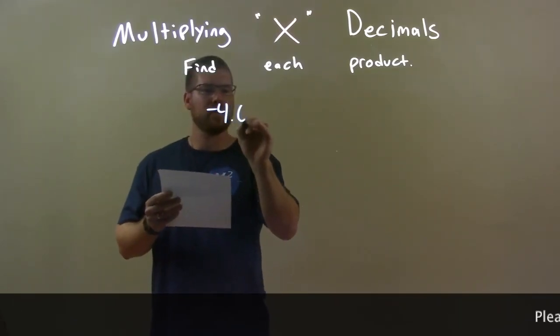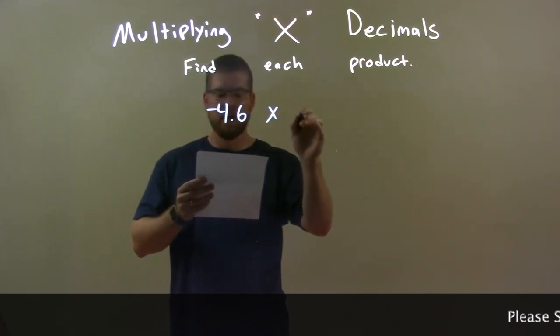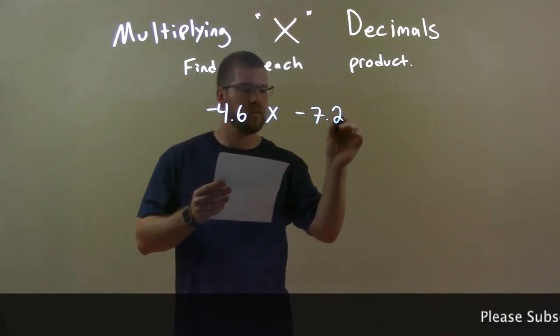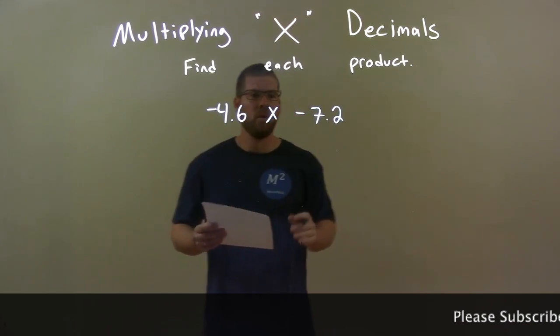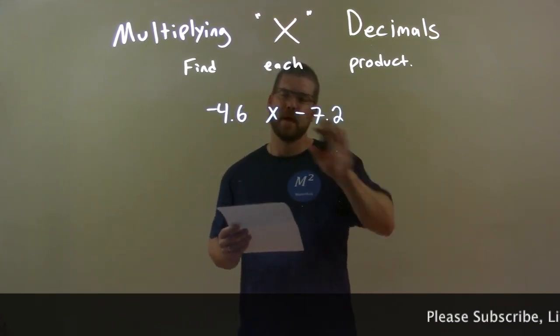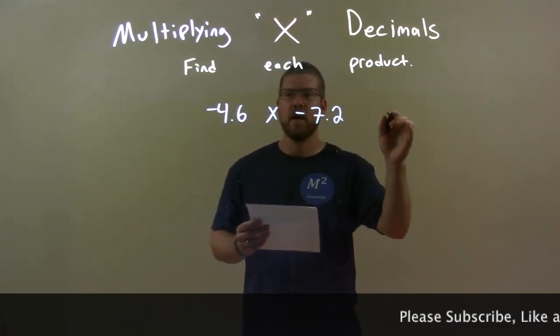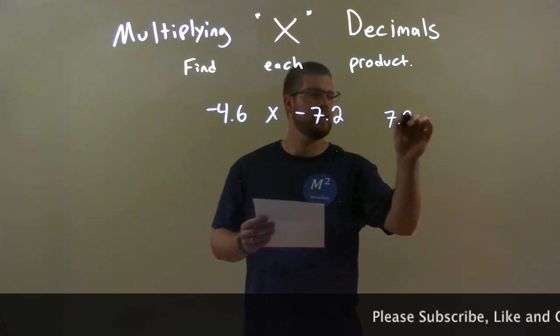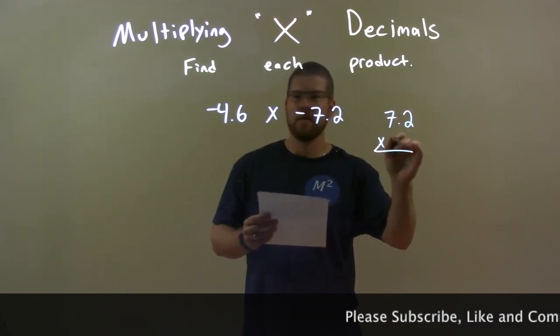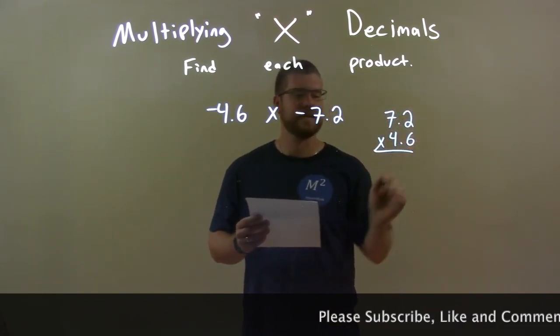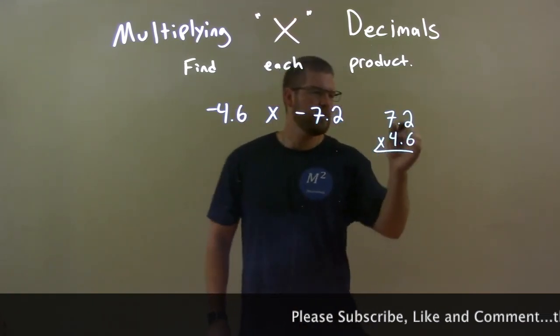Negative 4.6 times a negative 7.2. Okay? Well, I'm kind of going to go to the right here, and I'm going to ignore the negatives. So I have 7.2 times 4.6. Okay? So let's just go through it.